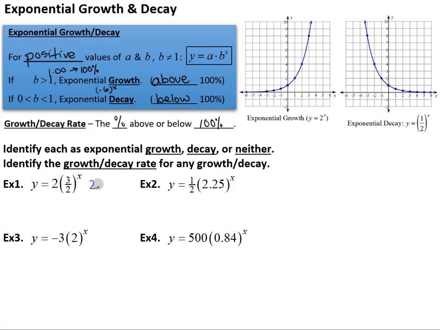3/2 is the same as 1.5. So we can imagine this being equivalent to 2 times 1.5 to the x. We are above 1, and that means that this is exponential growth.